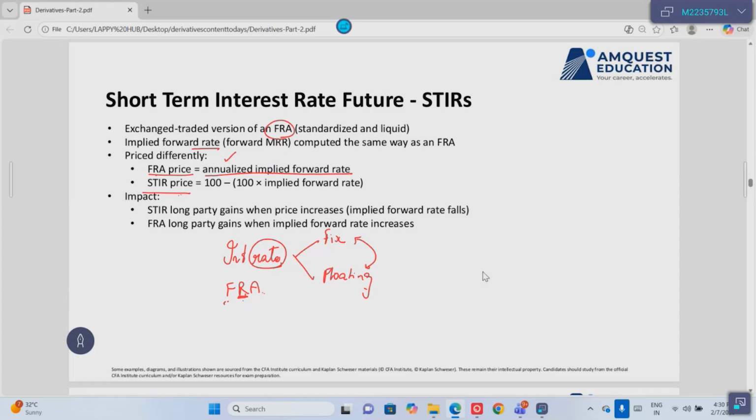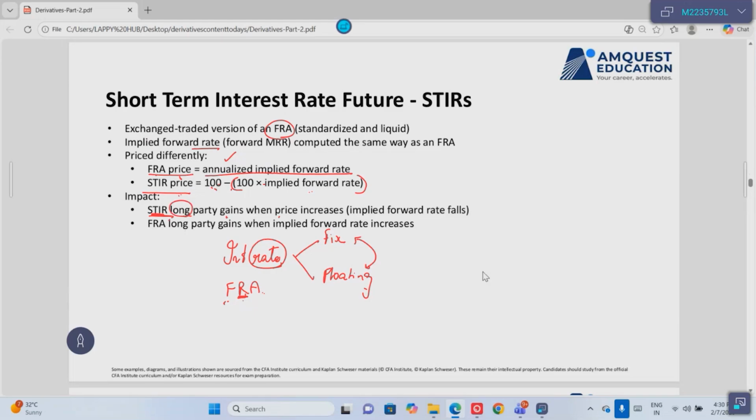But when they give you short-term interest rate future, here you need to consider the value based on 100 minus the implied forward rate percentage. So an implied forward rate of, let's say, 3% would be 100 minus 3, which is 97. Clear? So the FRA price is the annualized implied rate and the STR price is nothing but 100 minus the implied forward rate.